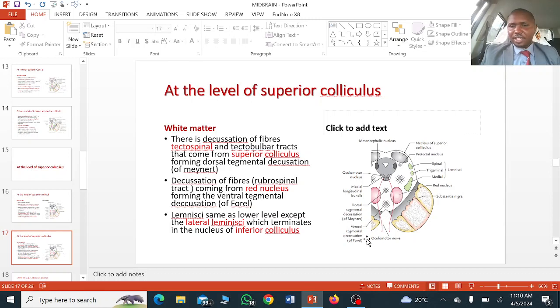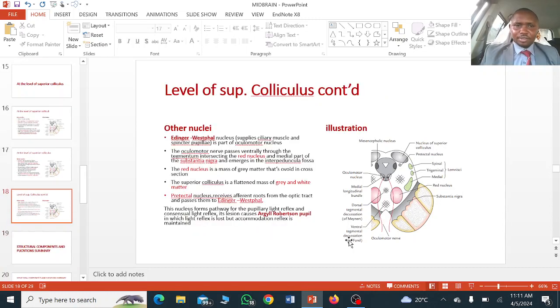So you can see the decussation of the tegmental fibers over here, and you can see the ventral tegmental decussation over here, and there are other nuclei that we'll also pay attention to. These are most important: the Edinger-Westphal nucleus, which supplies the ciliary muscles and sphincter pupillae, which is part of the oculomotor nucleus. The oculomotor nerve passes ventrally.